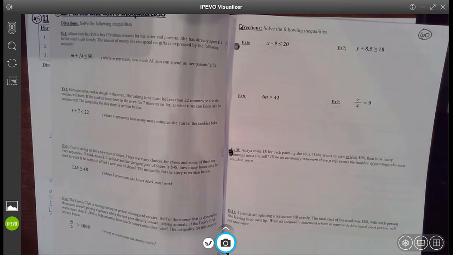Hello, my little mathematicians. Today we're going to do writing and solving inequalities. So let's go ahead and get started.